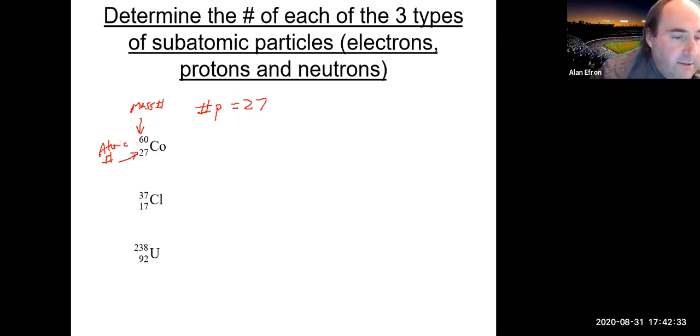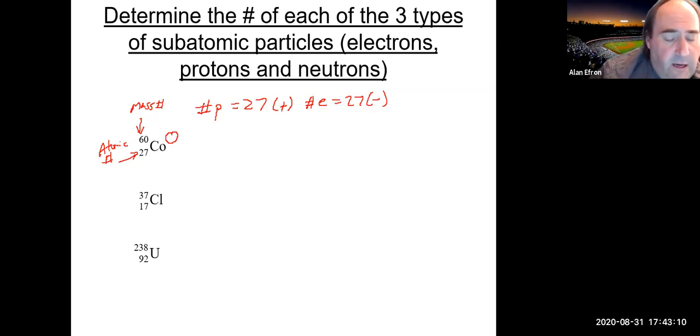We also know that this one does not have a charge, and how you know it doesn't have a charge is because if it did, something would be written right about there. We don't see any positives or negatives written there. So we can assume that it is neutral, which means because it has 27 positive particles, which are protons, it should also have 27 negative particles, which are electrons, to balance it out. Remember that protons are positively charged, electrons are negatively charged, and neutrons have no charge. So really the only things that could affect a charge are the protons and the electrons.